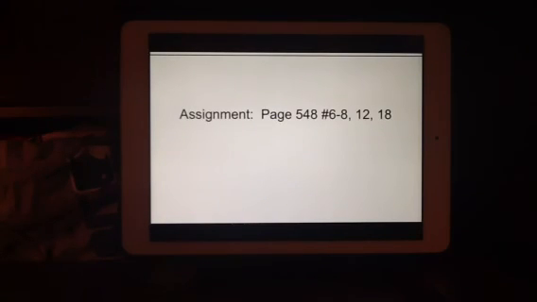The assignment, which you will do in class, will be page 548, numbers 6 through 8, 12, and 18. They should be very similar. Just be careful and think about which type each is. I'll give you a little hint. Numbers 6 and 7 appear to be more of a continuous growth, like the one we just did. Number 8 says the value of something is depreciating 20% per year. That's going to be more like the first one, where you're not using e as the base. You're going to use the 1 minus r.